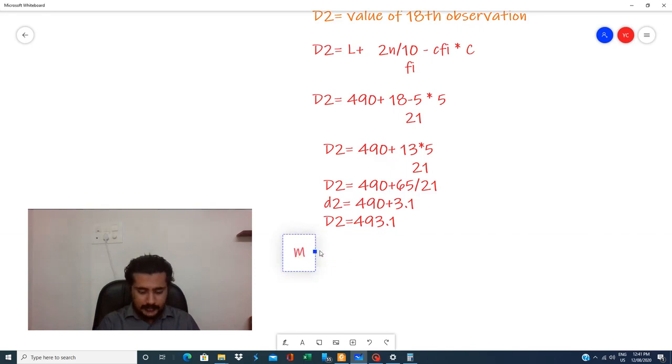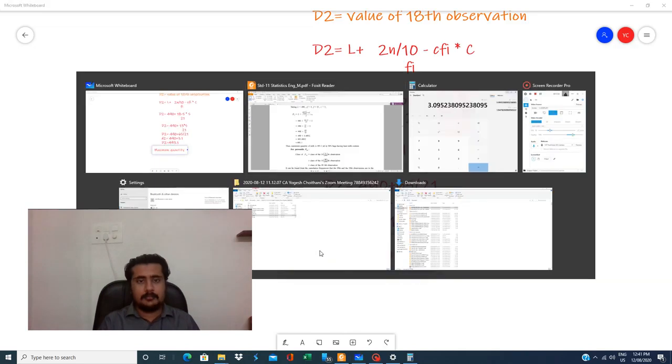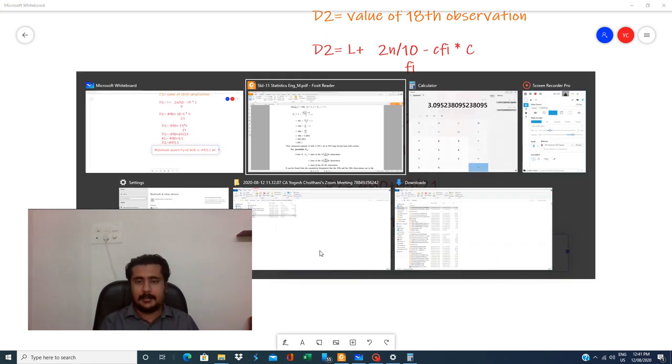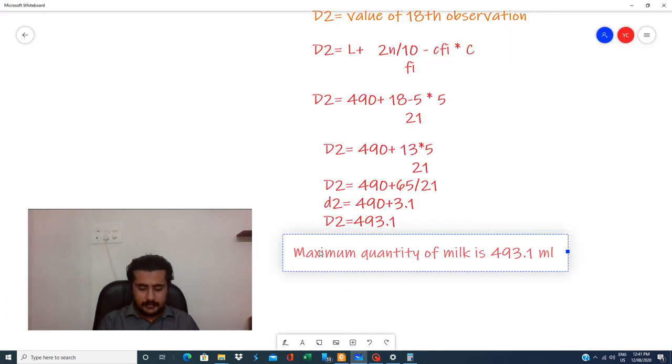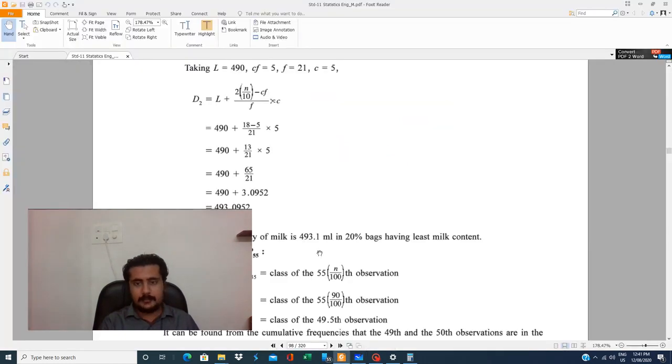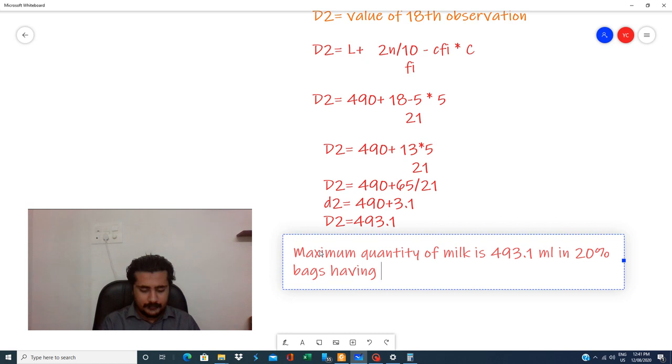So maximum quantity of milk is 493.1 ml in 20% bags having least milk.